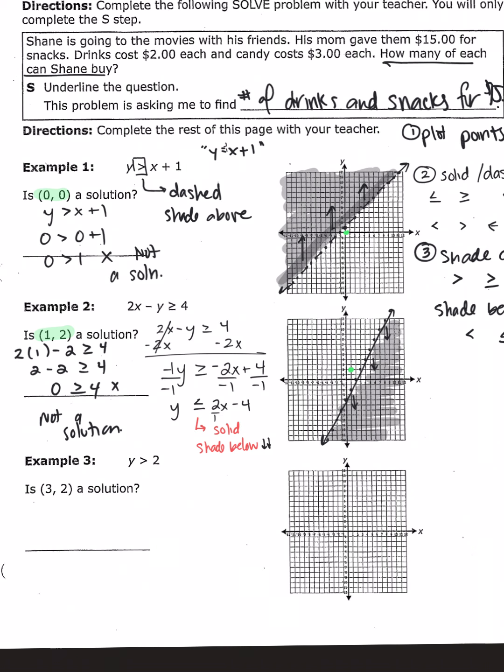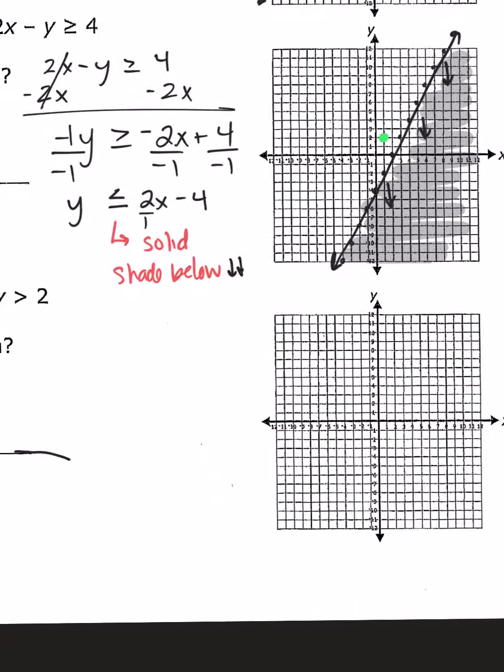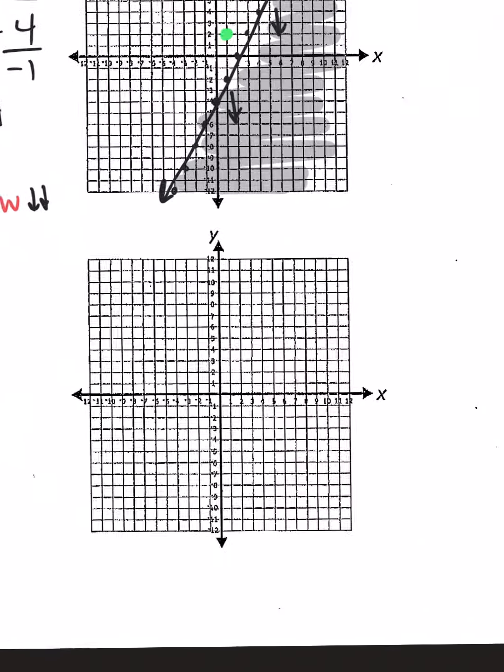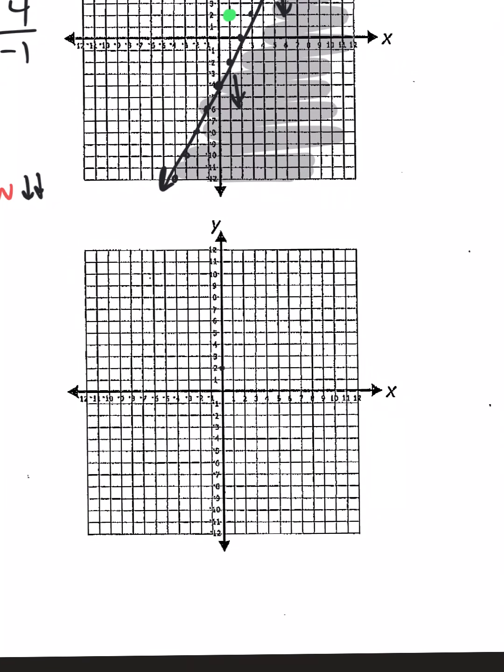Our last example on this page says y is greater than positive 2. There's no x here at all. This is just a y only inequality. When that happens, this is going to be a horizontal line. Y has to be greater than 2. So where y is equal to 2, I'm going to make some points here for my horizontal line.